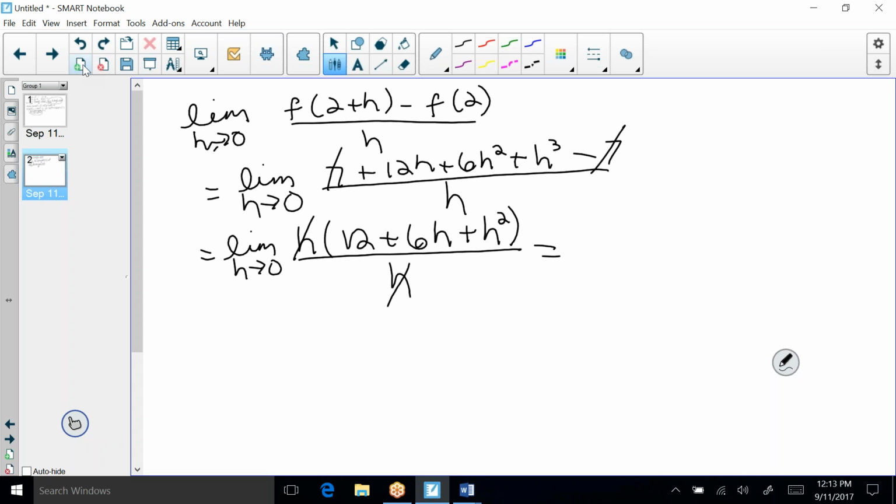So what do we do with the 0? Plug it in, right? So as long as there's not any problems with the denominator being 0, which there isn't because that h canceled, that's always our goal, to try to get rid of that factor in the denominator that causes division by 0. So now we can plug that 0 directly in, and this limit is going to be equal to 12.